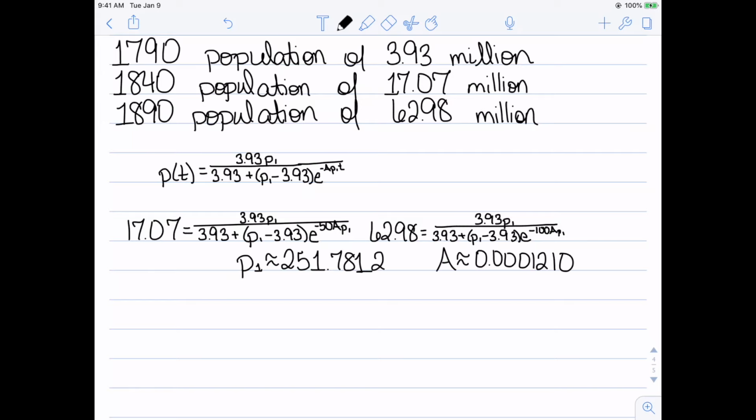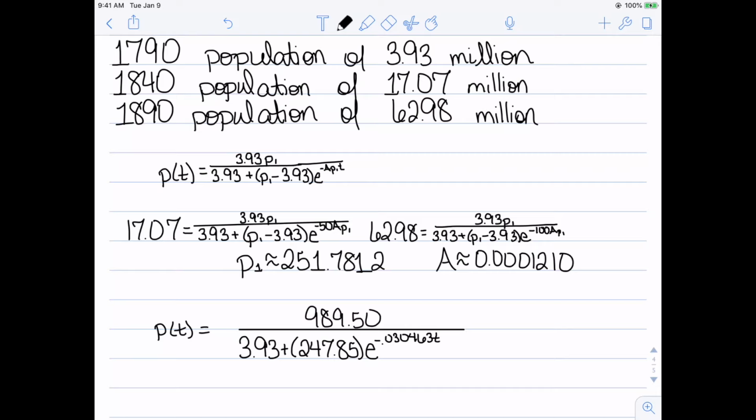Using software to help us solve this system, I get P1 is approximately 251.7812 and A is approximately 0.0001210. Sticking these values in, I get this population model. And once again, we can stick in various values of T and compare it to the actual United States population, and we can see that this is going to actually be a much better approximation for our population.